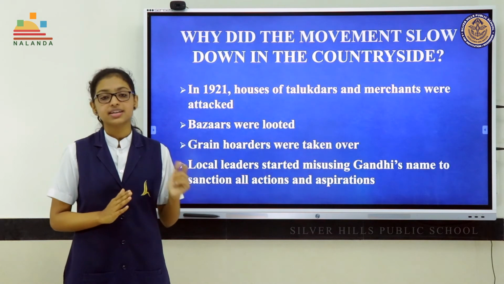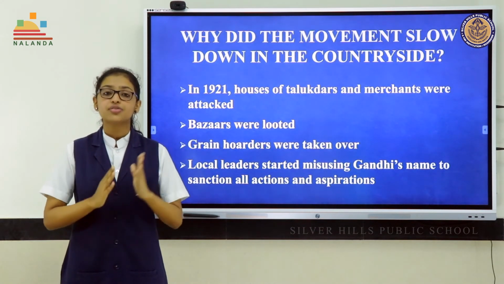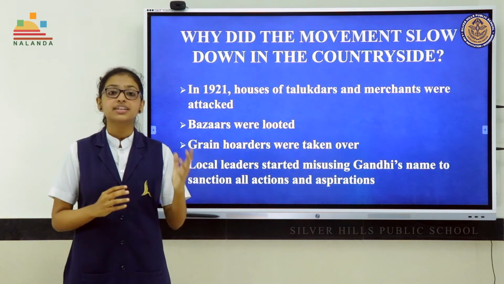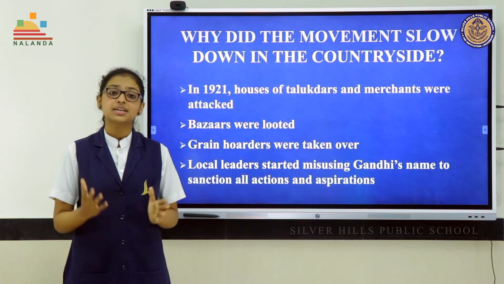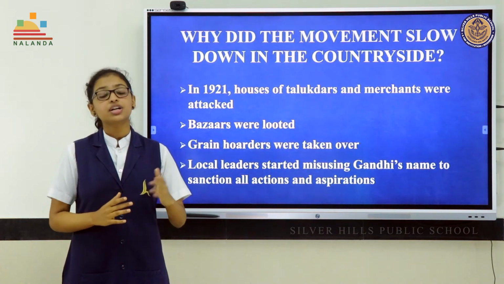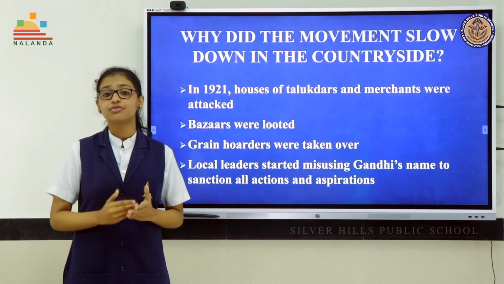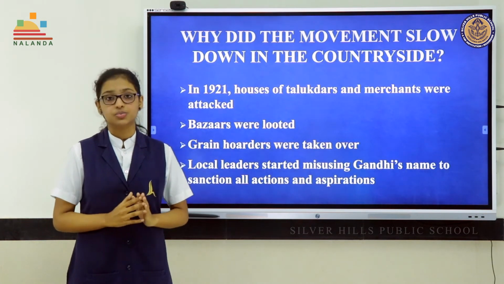Let us now look at the reasons for the slowdown. In 1921, houses of talukdars and landlords were being attacked, bazaars were looted and grain hoards were taken over. Moreover, local leaders started misusing Gandhi's name in order to sanction all their aspirations and demands. And due to these unfavorable conditions, the movement slowed down in the countryside too.